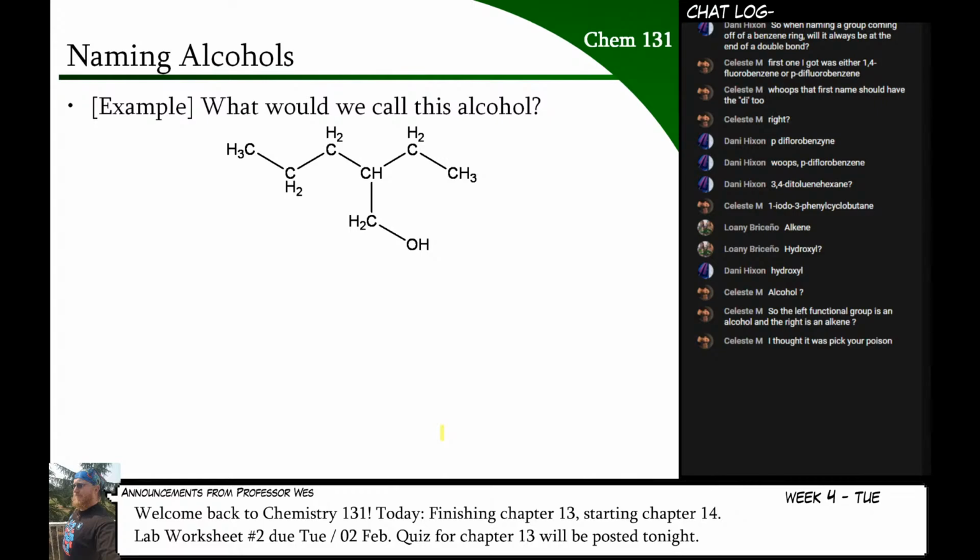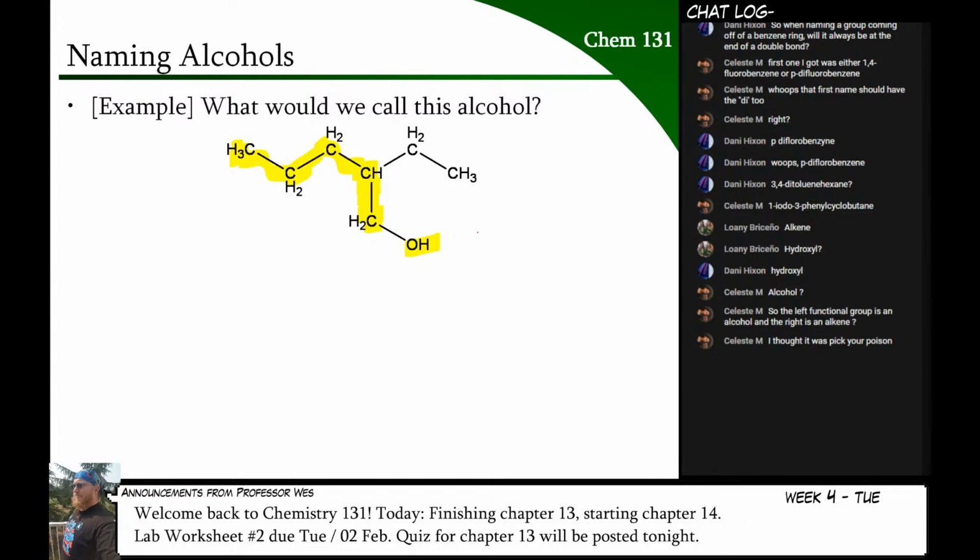What would I call this alcohol? So first I have to find the longest chain, but remember I have to have the alcohol involved in the chain. So if your first instinct is, oh, this must be 1, 2, 3, 4, 5, 6, that actually doesn't work because my alcohol is not involved in the chain there. So I have to use this, which means I have to have this carbon involved in the chain. So the longest chain is actually a pentane. Okay, so be careful.